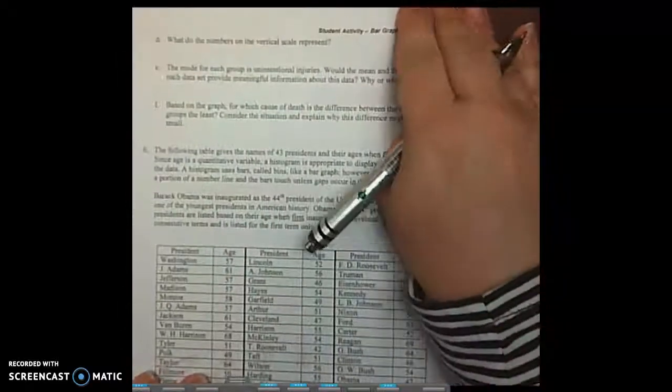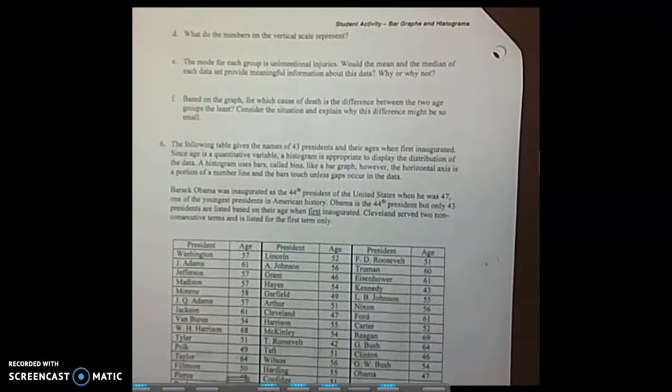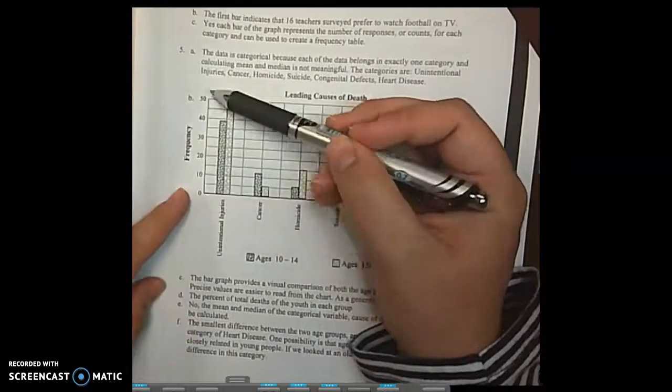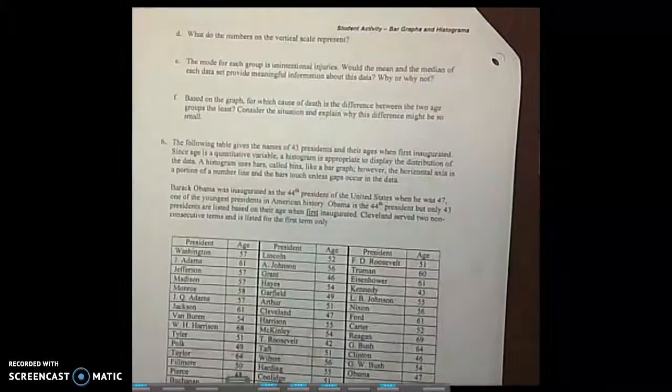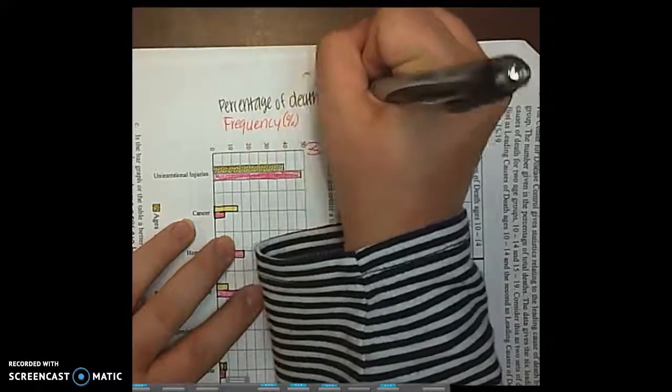All right, flipping it over to the back. Looking at D, it says, what do the numbers on the vertical scale represent? So our vertical scale was right here. So that's going to be the total percentage of deaths in youth. So we could have also labeled that as our title. So we could have said, percentage of death in youths as our title as well.